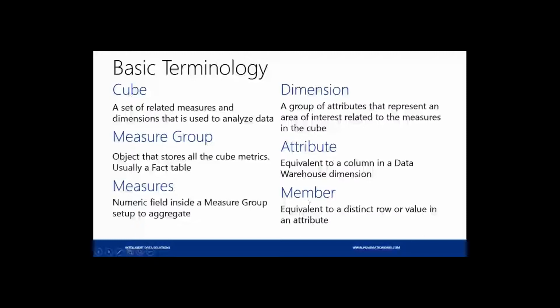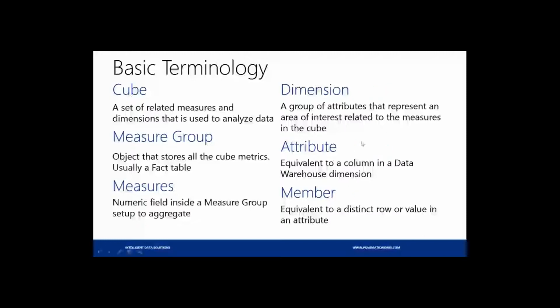Okay, so think of it this way. Let me actually write that on here. This would be like my employee dimension. This would be like my marital status column or attribute. And then the last one here, member. A member is actually a value, a distinct value inside that marital status column. So this would be like single, something like that. Okay? So that's some basic terminology here.